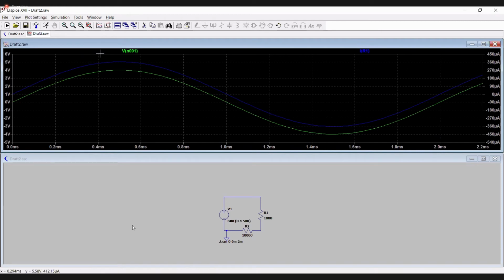It's important to note that on the left side, this graph or this range shows your voltage, while on the right side it shows your current. So this is the behavior of the voltage and the current when you have a purely resistive circuit.